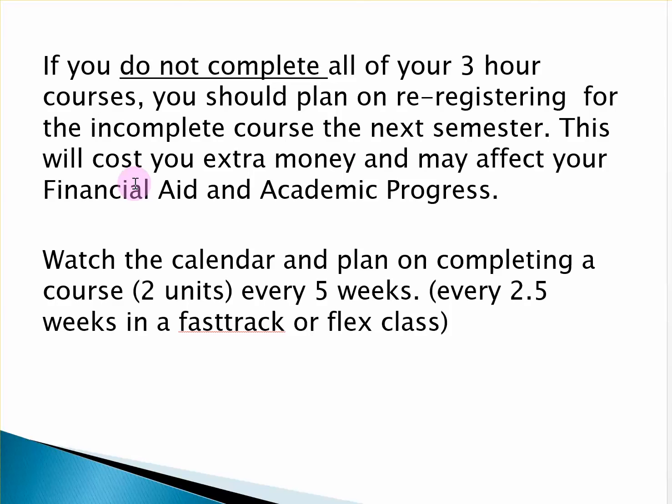So you have 3 1-hour courses that you're registered for. It is important that you keep an eye on the calendar and work to finish all of them. That's 6 units in the designated time. Watch the calendar and plan on completing a course, which is 2 units, either every 5 weeks or every 2.5 weeks in a fast track or flex class.